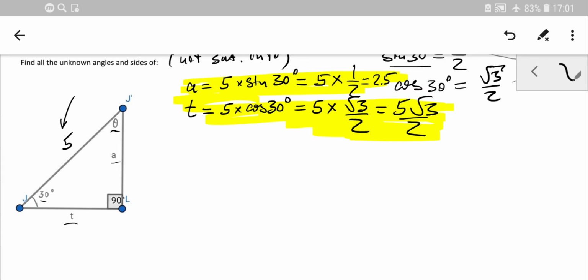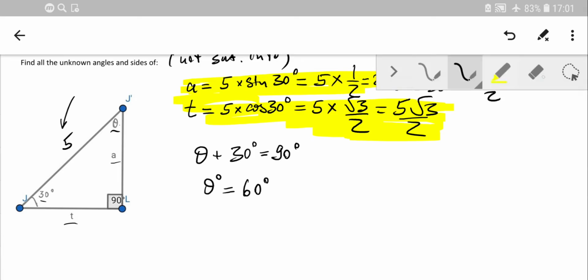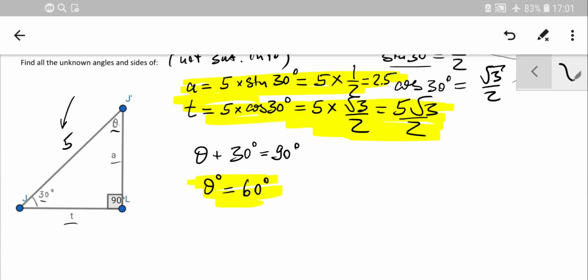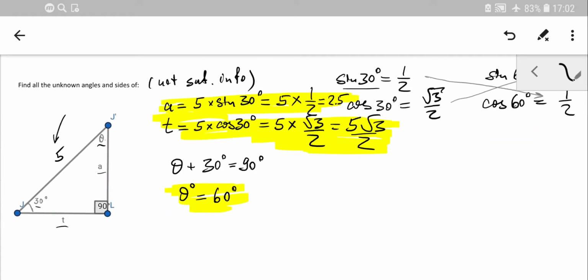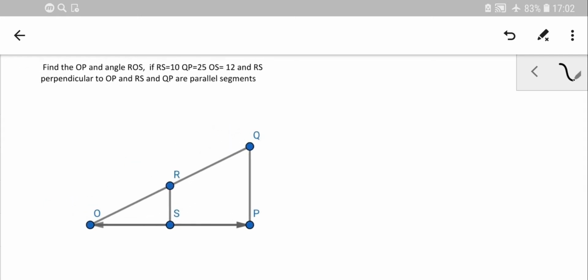Okay, but we need to find angle theta as well. So theta is the last unknown. What we're going to do is add theta and 30 degrees, and hence we get 90 degrees here. Or you can add the 90 as well and you'll get 180, the sum of all angles in the triangle. From there, theta in degrees is simply 60. All right, that's the final answer for theta. Just compare in case you did something wrong. All right, so let's move on.